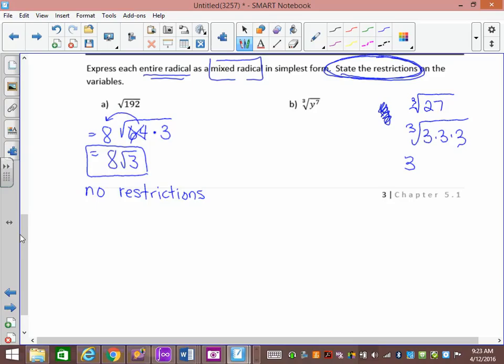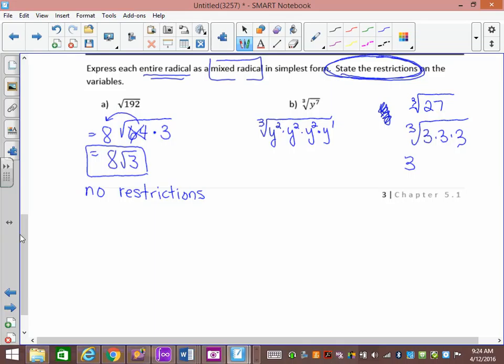So I have to break this y to the 7 up into groups of something that I can get 3 of. So what I could do is I could go y squared times y squared times y squared, but that's still only y to the 6, right? Because you add your exponents when you have common bases multiplied. So what am I left with? A y to the 1.